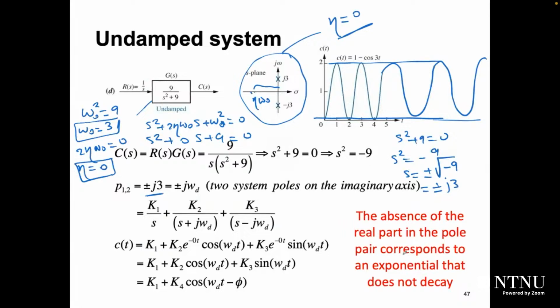The absence of the real part in the pole pair corresponds to an exponential that does not decay. When you don't have this real part, it corresponds to an exponential which does not decay, and therefore you will keep having this oscillation. Your solution, after applying the input and using partial fraction expansion, will be something like this. You will solve it, so it will be k1 plus k2 exponential minus, the real part is 0. In fact, the real part is 0, so it will be minus 0t cosine omega dt plus k3.